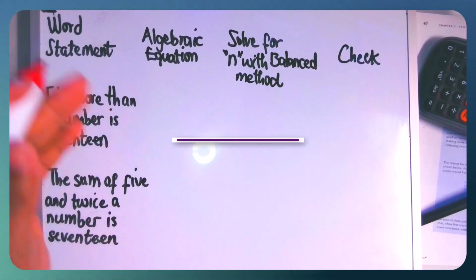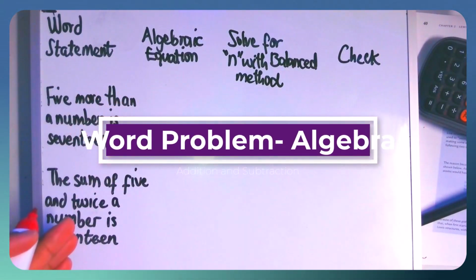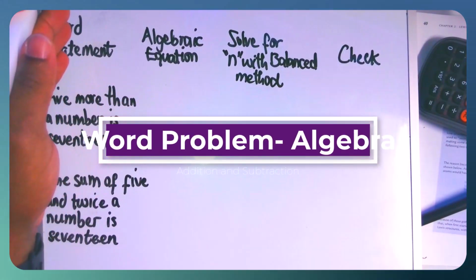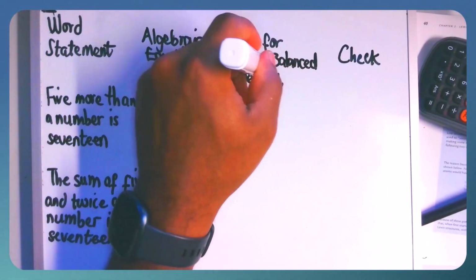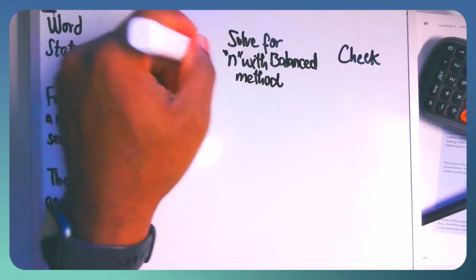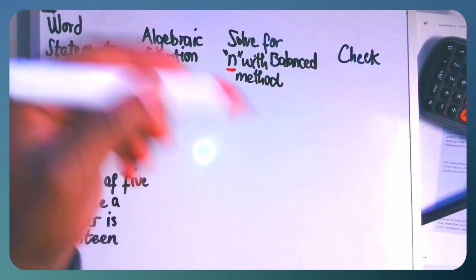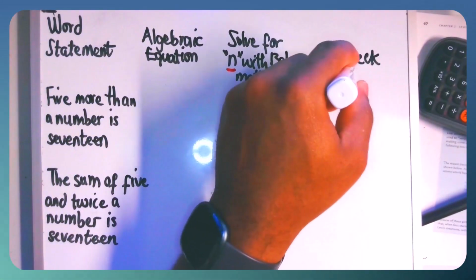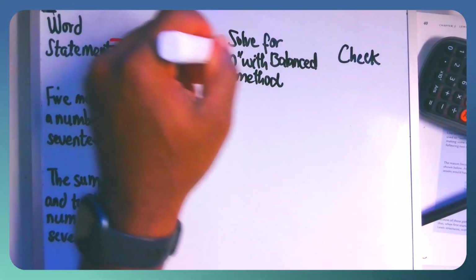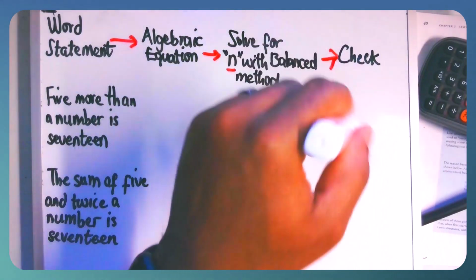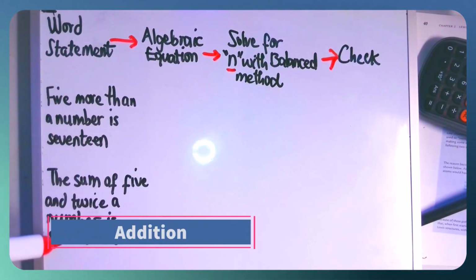In here, we're going to look at these questions that go from a word statement to an algebraic equation, to solving for n with the balance method. In this case, n is the variable, and finally we're going to check our results. So this is the direction we're going, from left to right, and these are the steps required for you to be able to answer these questions and many more in this video.